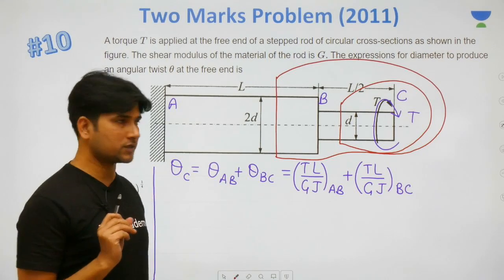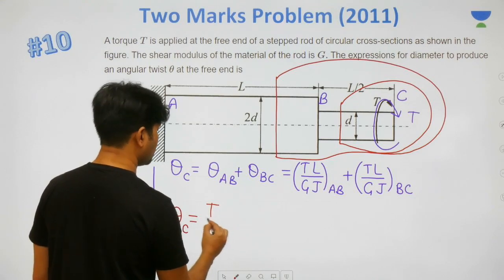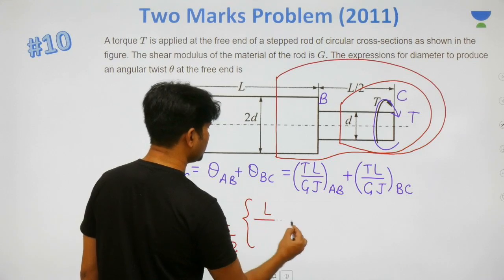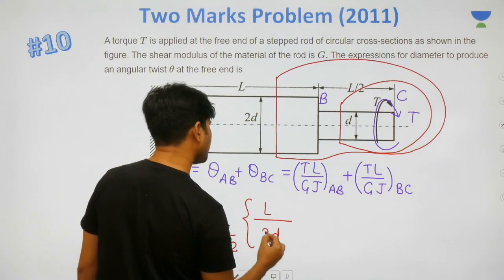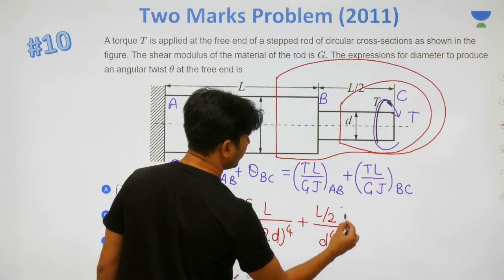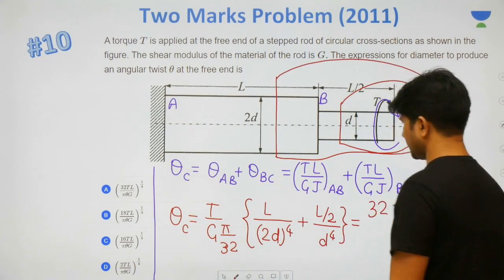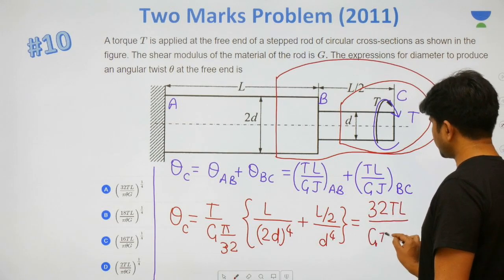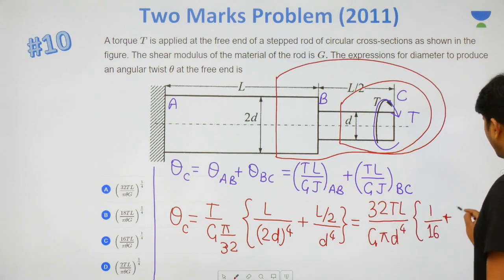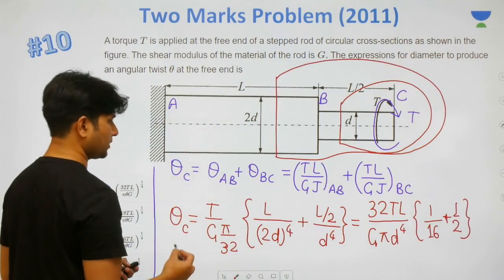Now you must realize how beautiful this is. Either side is the concept. So you have the same twisting moment, and the twisting moment can be taken as common, and G is also common here, and J will have pi by 32, which we take out of the entire thing. Length of one segment is L, and wherever the length is L, the J value will be based on 2D, and wherever the length is L by 2, the J value will be based on D. We take 32 to the numerator, and we get L common, and D raised to 4 also common. We are left with 1 by 16 here and 1 by 2 here. 1 by 16 plus 1 by 2 will become 9 by 16.